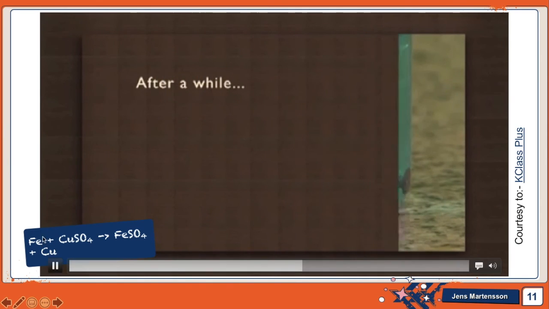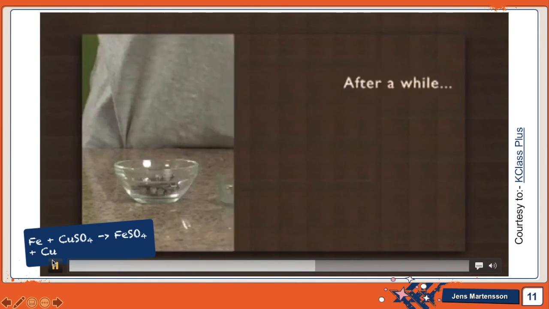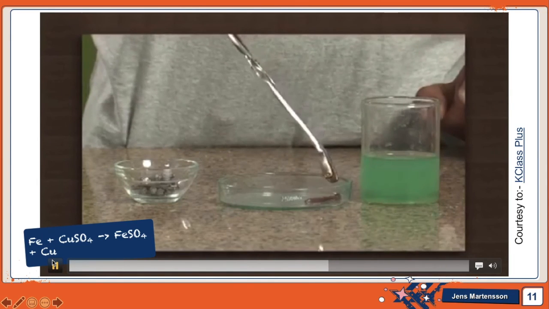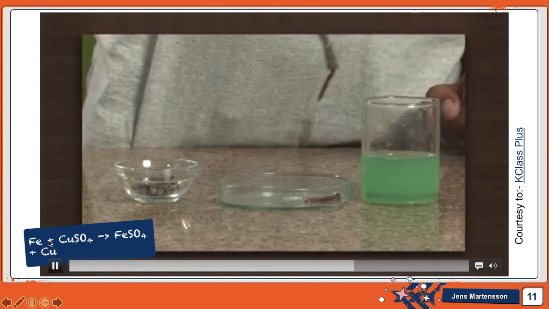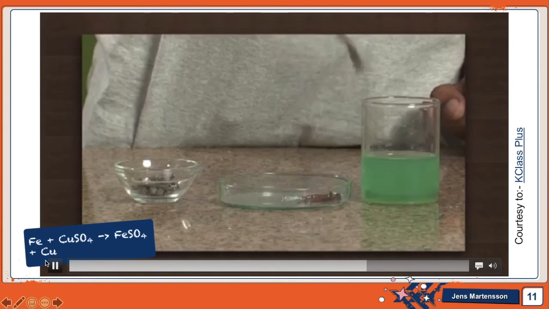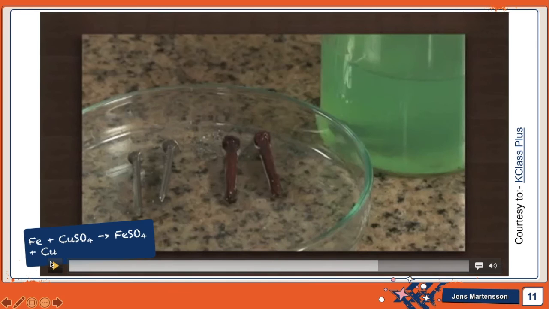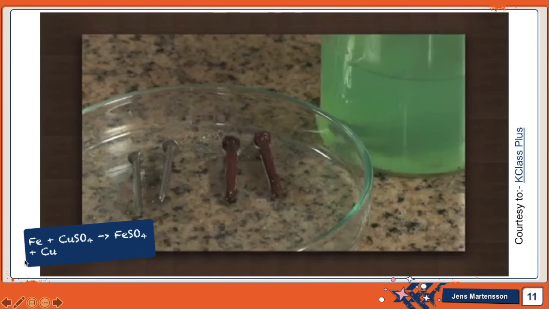After a while, what happened was the iron from the nails replaced the copper in the copper sulfate solution and formed iron sulfate, and the displaced copper precipitated out and settled on the iron nails there. This is a very common example of displacement reaction, and you will find this in exams and tests.